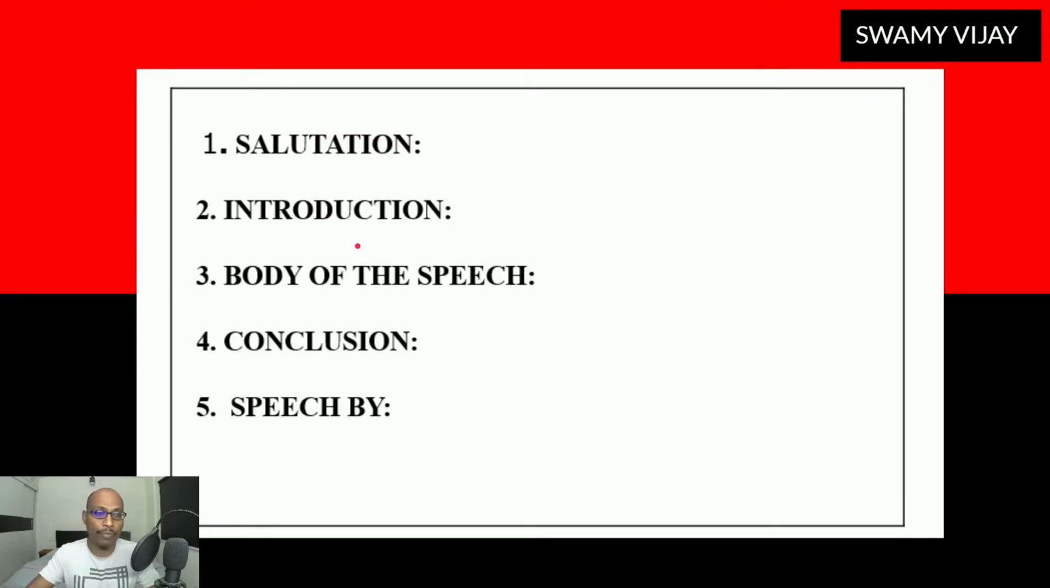So while preparing the speech from the examination point of view, we first write the salutation, then the introduction. Then we go with the body of the speech. It can also be called the explanation part of the speech, meaning the topic you have selected or been asked to deliver a speech on. On that topic, you have to write clear information based upon facts. And then the fourth one is the conclusion.